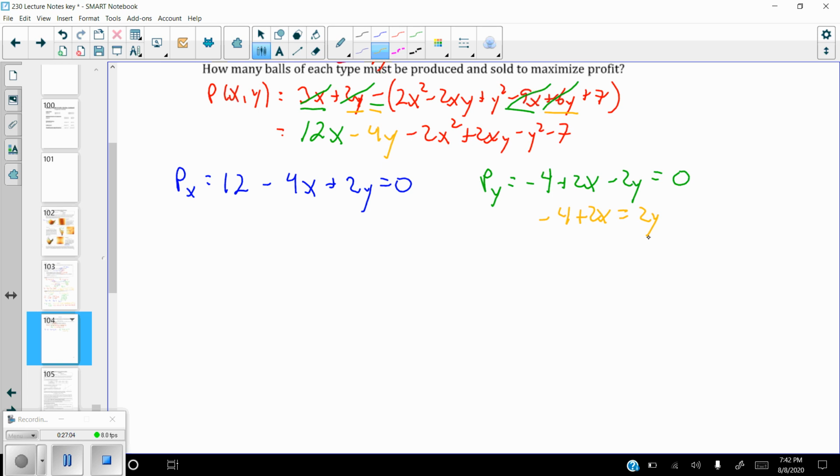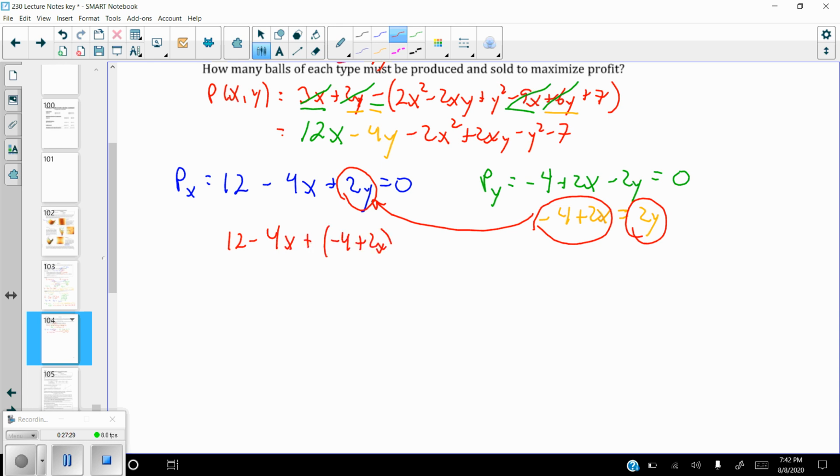Well, what I see is this. I see that 2y is there, and I also see a 2y is there. So I'm going to take all of this negative 4 plus 2x, and I'm going to plug it in for 2y. Not for y, for 2y, because that's what it is. So I'm going to get 12 minus 4x plus negative 4 plus 2x equals 0. Okay, I hope you followed that. If not, you can solve the equation for y itself, do a substitution in for y, and then you're going to end up at the same place, hopefully.